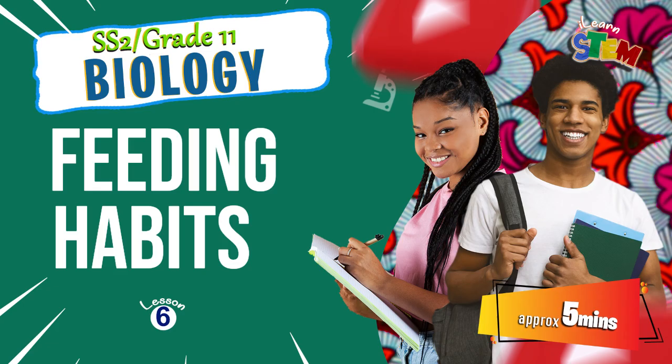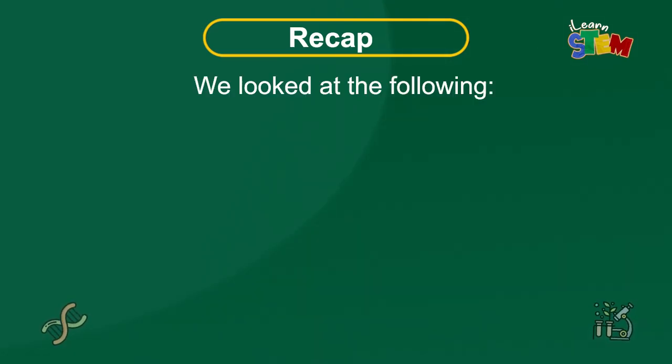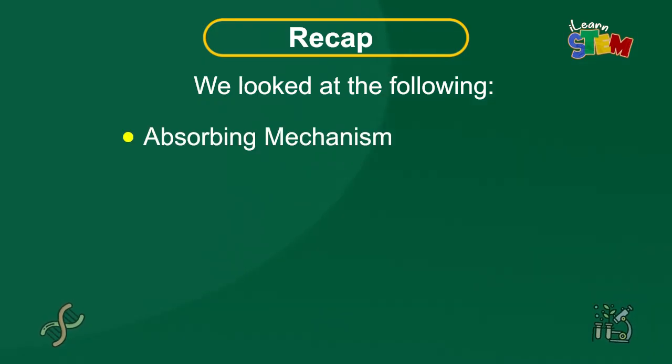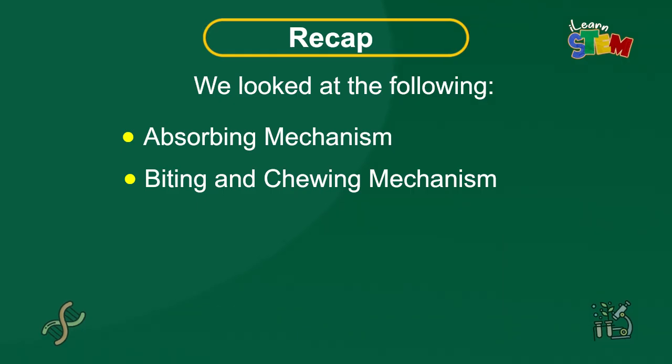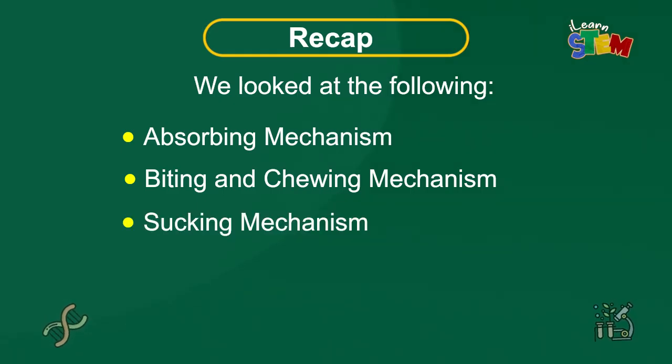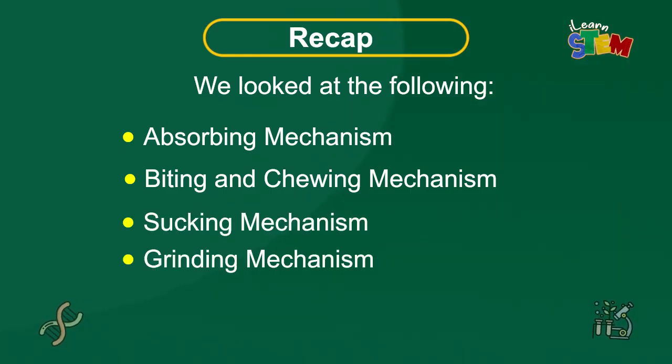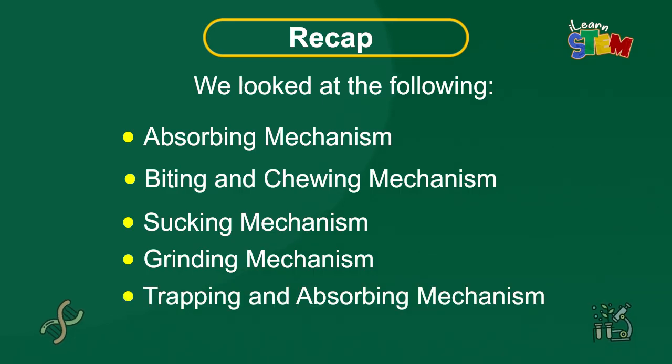Before we proceed, let's do a recap of what we studied in our last class. In our class, we explored the feeding mechanism in animals, such as the absorbing mechanism, biting and chewing mechanism, sucking mechanism, grinding mechanism, and trapping and absorbing mechanism. Let's move to today's lesson.